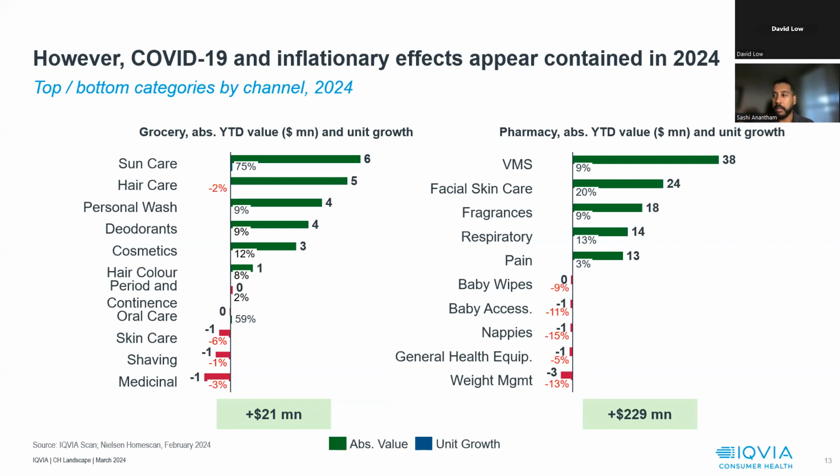And again, I think there is still cause for optimism here because we're seeing value growth across the channel and unit growth as well. Pharmacy, of course, net growth is $229 million, almost 10 times what we're seeing from a grocery perspective. So certainly from an investment standpoint, in terms of channel distribution and where to target consumers, pharmacy still remains the focal area.